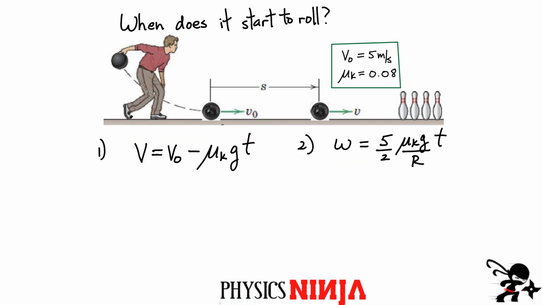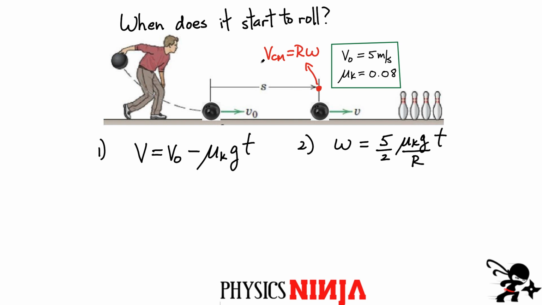All right, the first question we're going to ask ourselves is, when does it actually start to roll? For example, when does it actually get to this point over here? Once it gets to this point, it's done sliding, and it's actually going to begin to roll. Now, the key to this problem is that once it starts to roll, this is when I can apply my equation that the velocity of the center of mass is equal to the radius multiplied by the angular velocity. When it starts to roll, this equation applies. Before that, it doesn't apply.